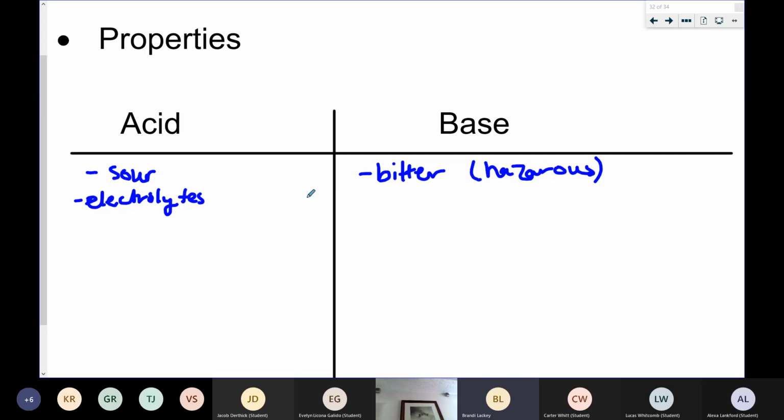With bases, we talked about, because a lot of our cleaners are bases, they have that slippery feel. So that's where we said if you've ever cleaned the tub or your sink or anything like that, you have that greasy residue. Or if you put a lot of cleaner and then try to step into the tub, it's very slippery. You can slip. With these, we also looked at how they change color with indicators.